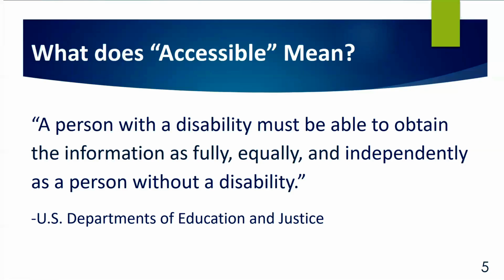So what does accessible mean? In the higher ed context, which is the one we're referring to at the moment, I've taken the definition from the U.S. Department of Education and Justice, because this is the group that is bringing lawsuits against institutions of higher ed. So their definition matters to us. Their definition is a person with a disability must be able to obtain the information as fully, equally, and independently as a person without a disability.